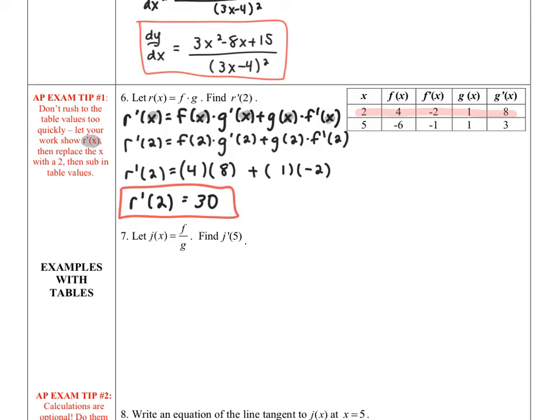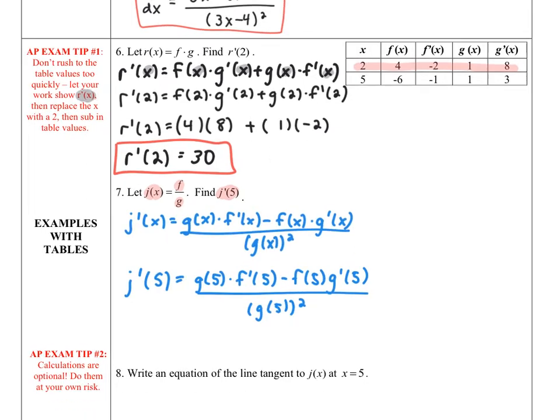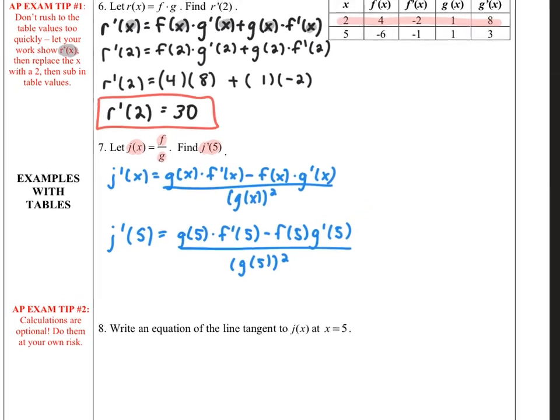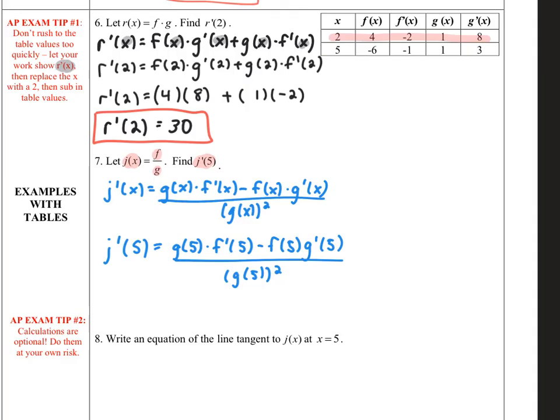Question number 7, I'm finding j prime of 5, and I'm told j of x is f divided by g, and that is a quotient, so I'm going to use the quotient rule. And so I laid out my derivative, I have plugged in my 5, and now I'm ready to turn to the table to find my values.